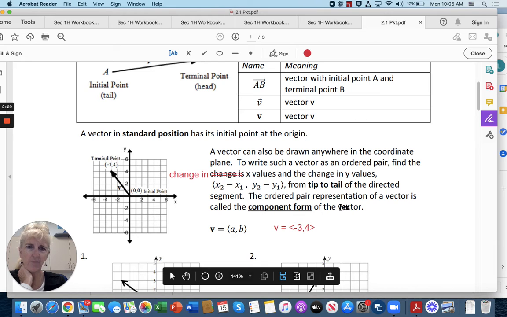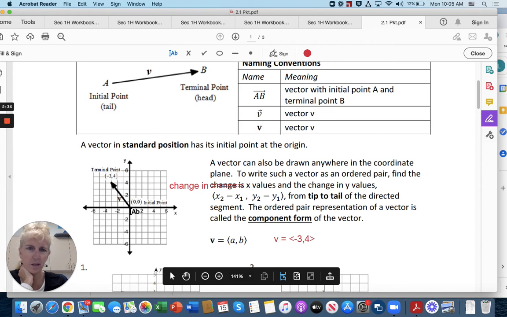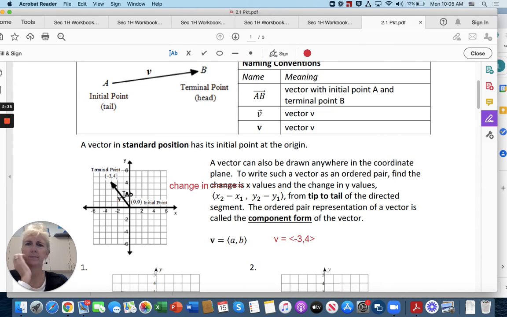And again, it's from the tail to the tip. So right here, or the head, or actually this is the initial point, and this is the terminal point, okay?